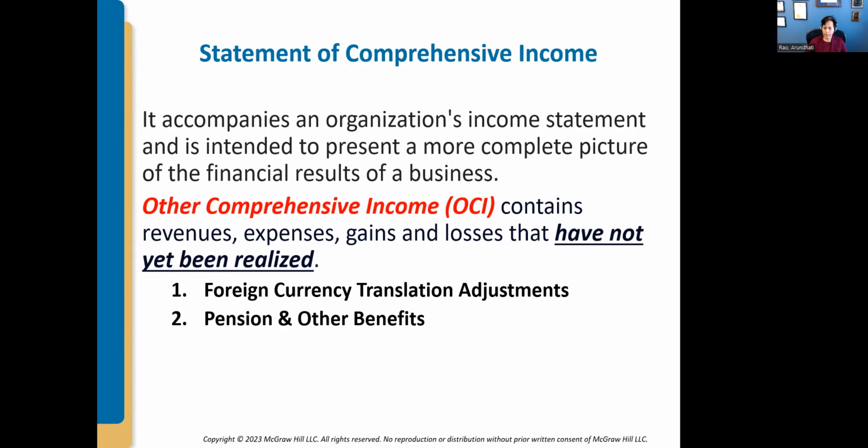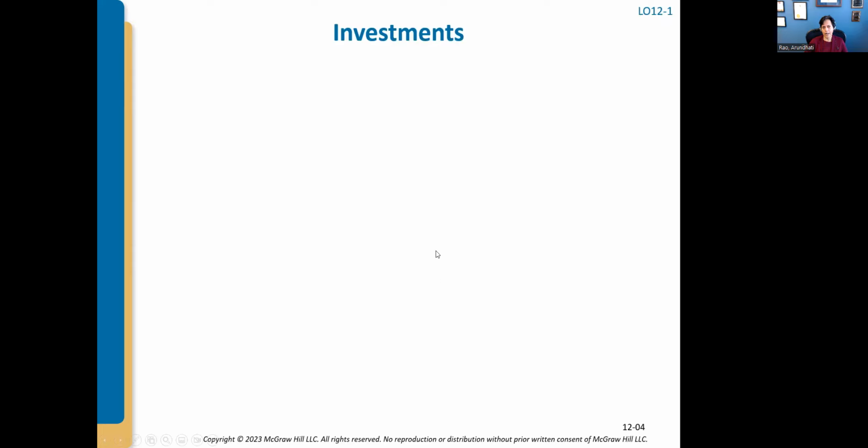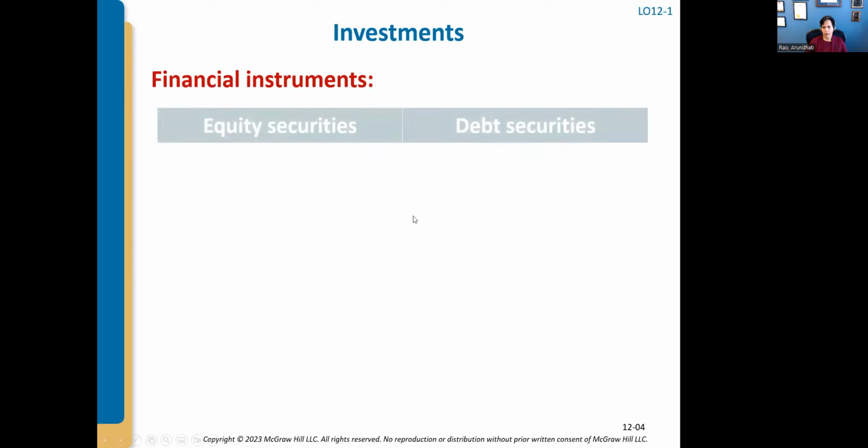There are various types of transactions that result in these unrealized gains and losses. In the current chapter, we'll be talking about something called available for sale securities. And in that context, we'll come back and look at other comprehensive income. So I just want to throw that out there before we get started with the chapter. So with that, let's start with investments.